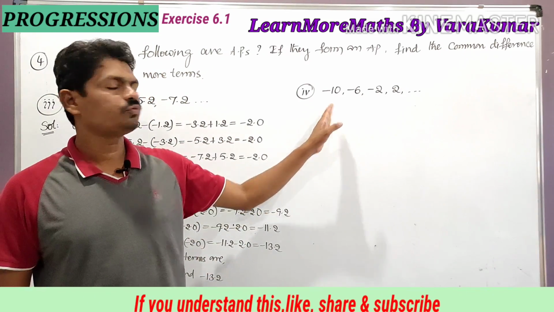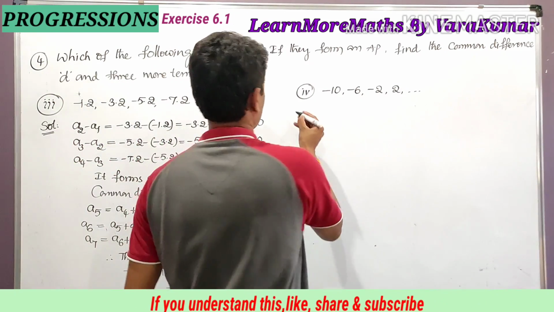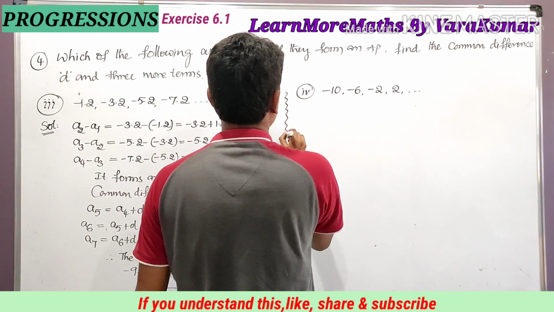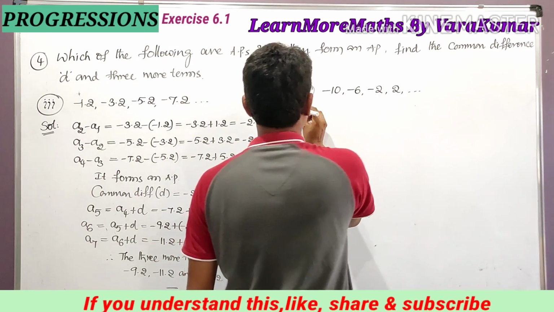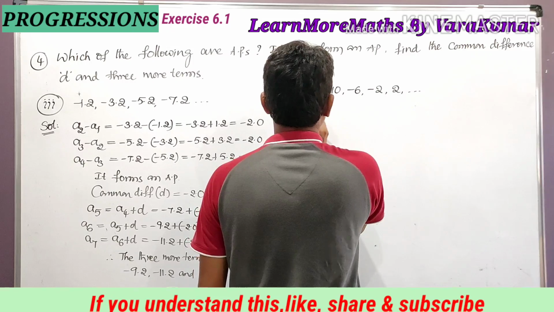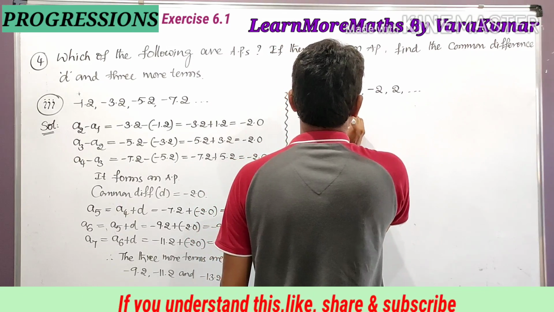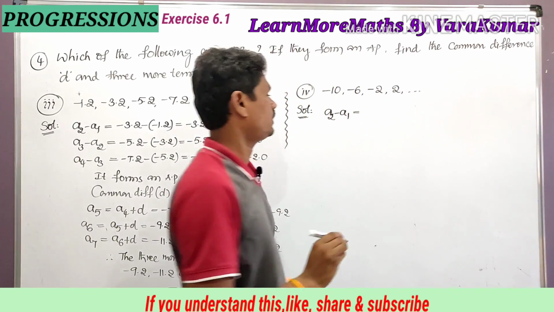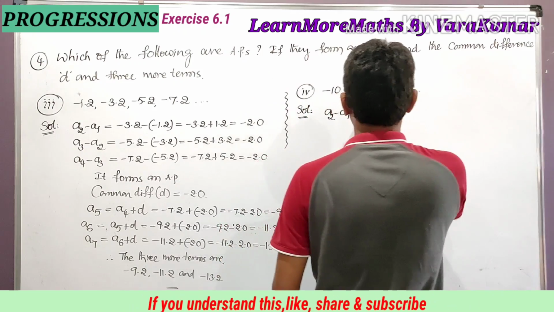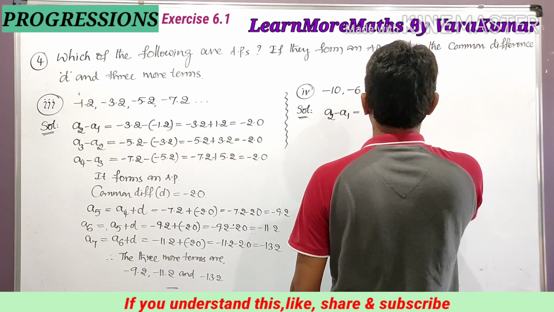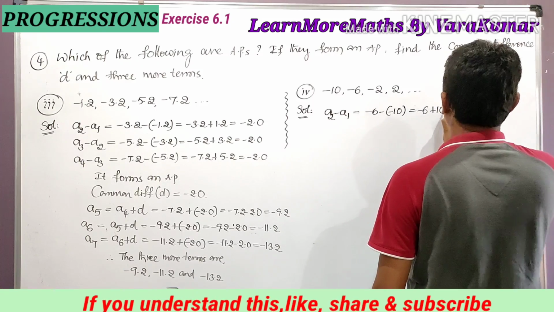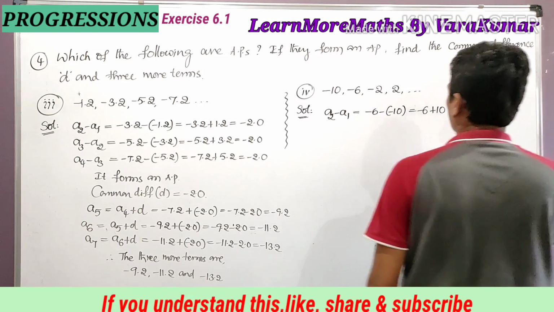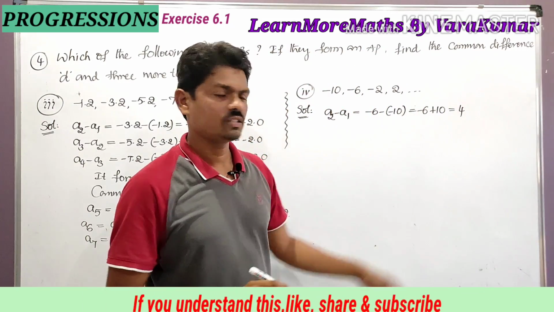So next, this is the fourth one, student. Again we have to check whether the given series forms an AP or not by finding the common difference of successive terms. So again we have to find. How can we find? So we have to check A2 minus A1 is equal to. So A2 is minus 6 minus A1 is minus 10, student. So that is minus 6 minus into minus plus 10, which is 4. So A2 minus A1 is equal to 4.